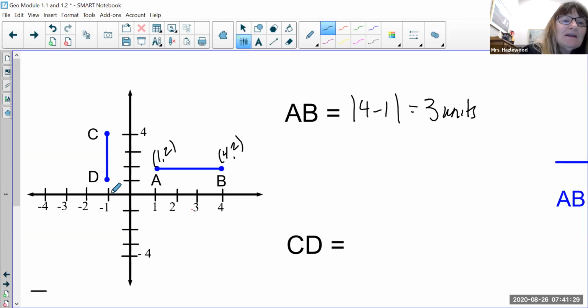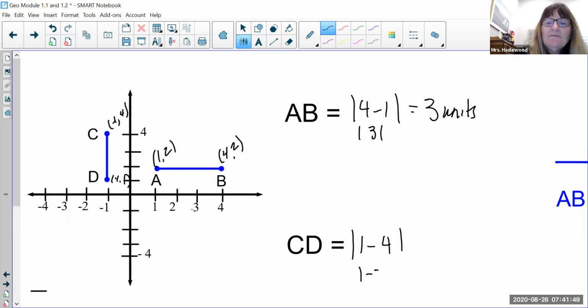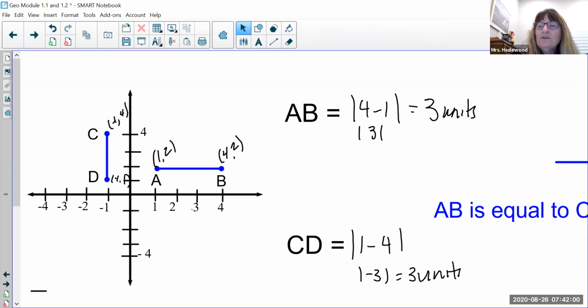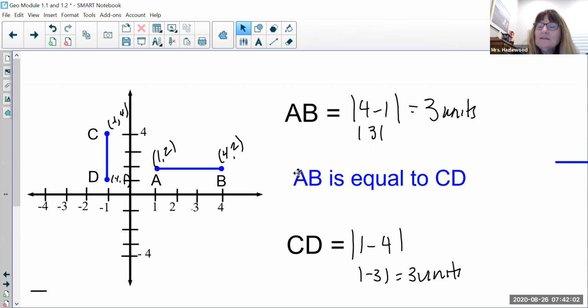So my CD segment, this is negative 1, 1, and this is negative 1, 4. So again, the absolute value, and I can go 1 minus 4. So that would be a negative 3. So that is just 3. So once again, it is 3 units. So I know the length of each of those segments is 3 units. So I know AB and CD are equal to each other.